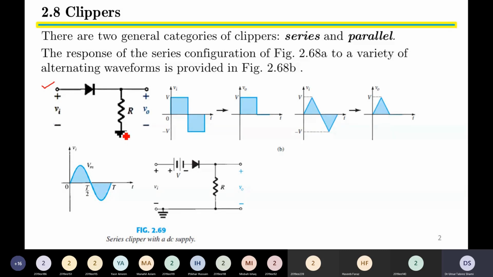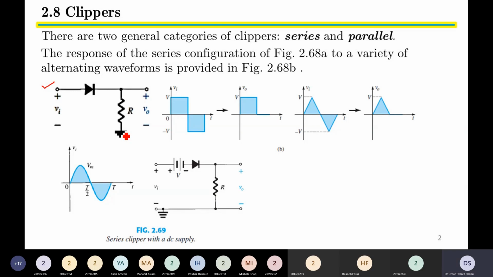Now these circuits are capable of doing two things. First, they will remove the unwanted part of the signal, that is that part which is reverse biased. And second, they can increase or decrease the voltage level.